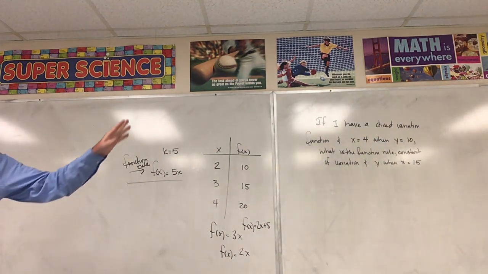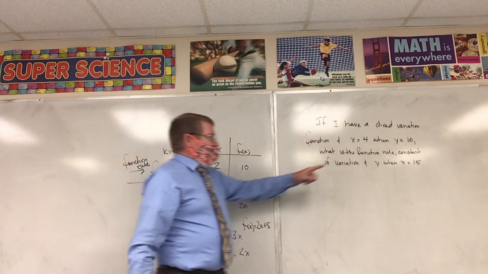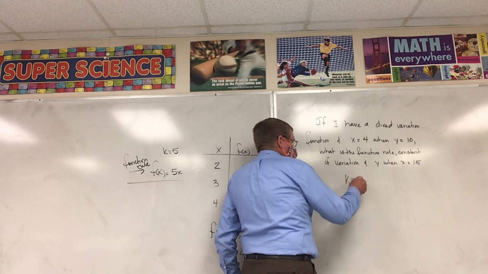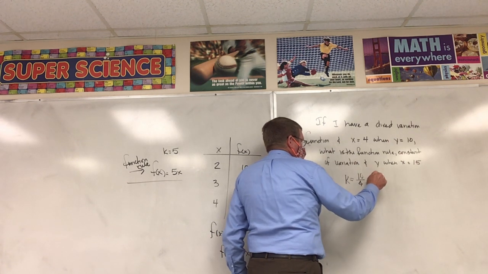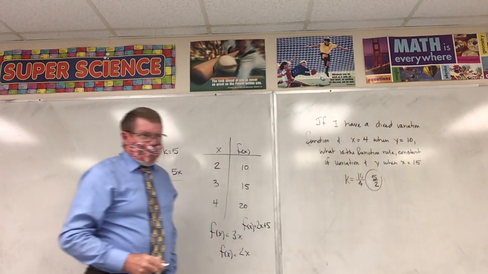We've said it like 25 times already today. How do I find the constant of variation? Yes? Y divided by x. Output divided by input. Alright? Y divided by x. What is my y divided by x here? So my k is 5/2.